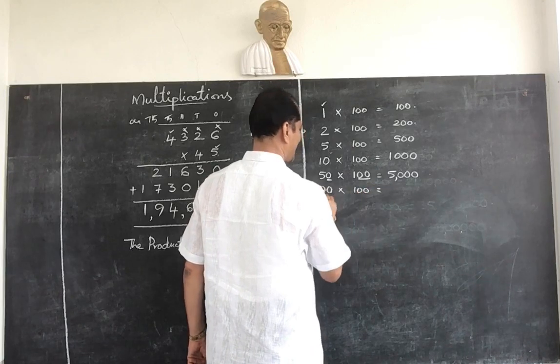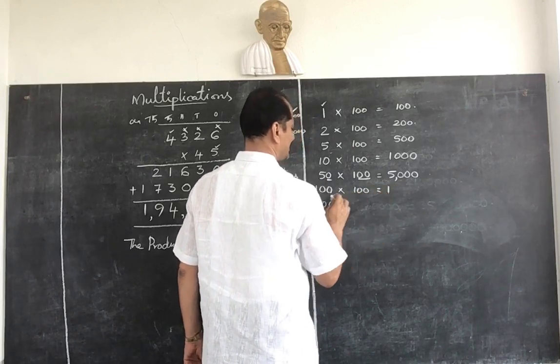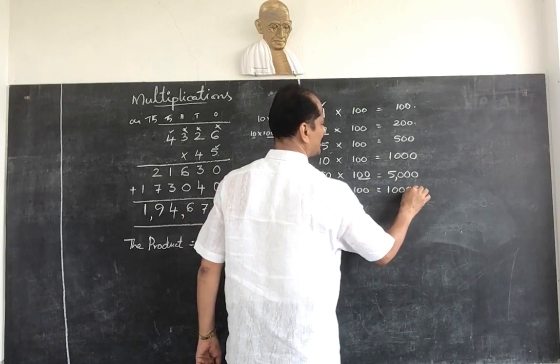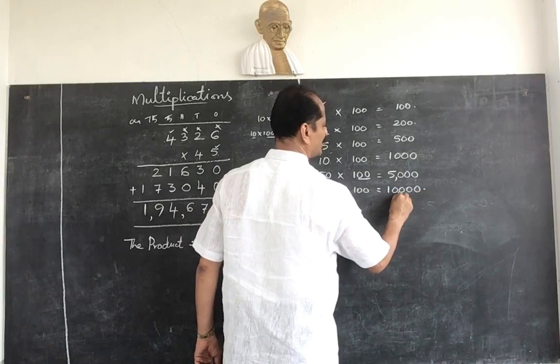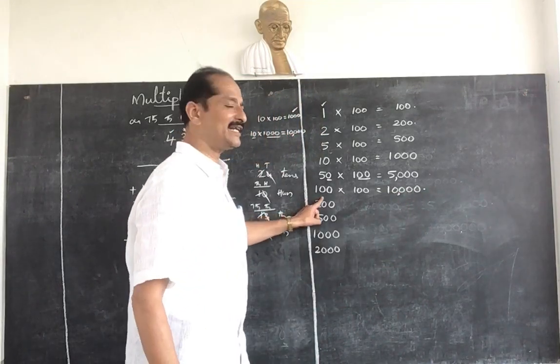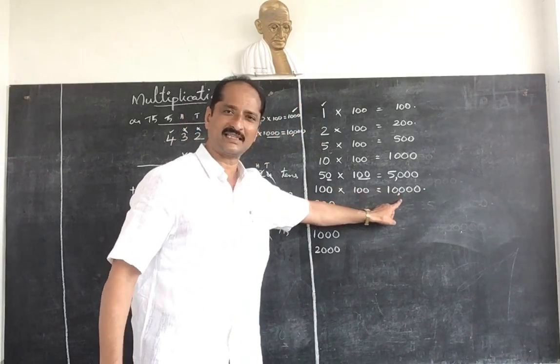Next, 100 into 100. So 1 1s are 1. Afterwards, 2 zeros plus 2 zeros, 4 zeros. 1, 2, 3, 4 zeros. Then what is its value? Units, thousands, 10,000. That means a 100 rupee bundle value is 10,000.